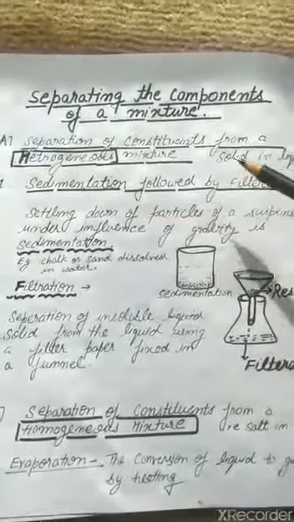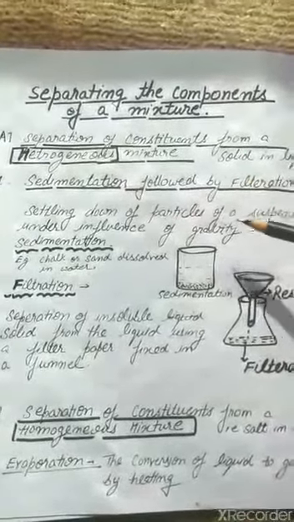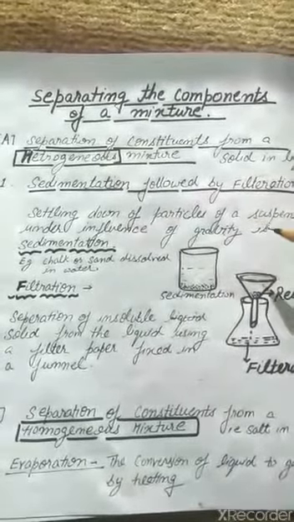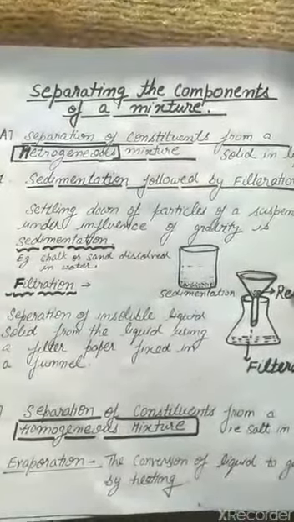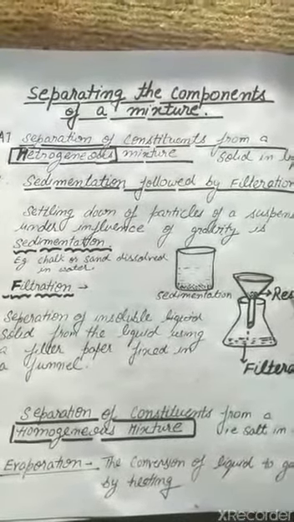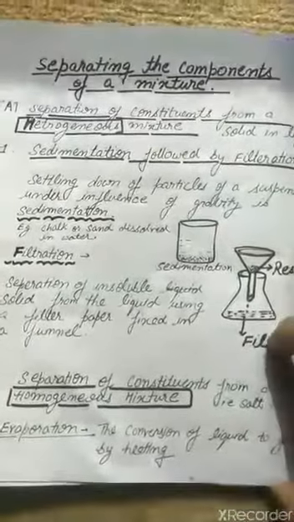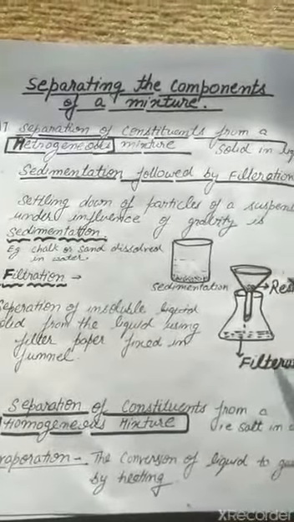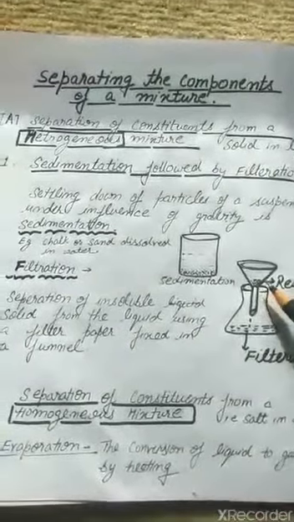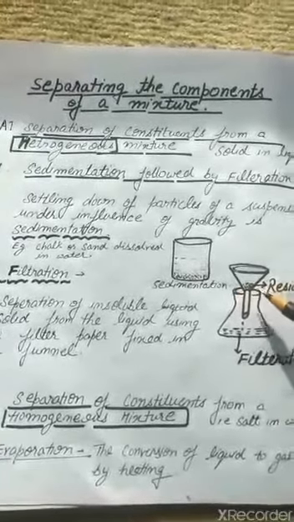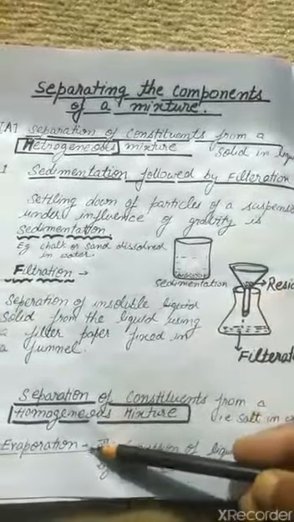But what happens when the mixture is homogeneous? Means particles are uniformly distributed. For example, salt in water, sugar in water. The particles are uniformly distributed. So at that moment we cannot use the filtration process. So we can separate them by the evaporation process.